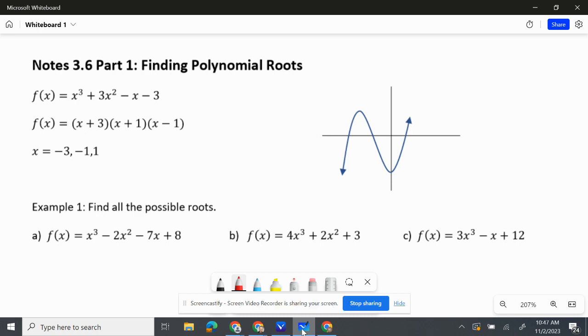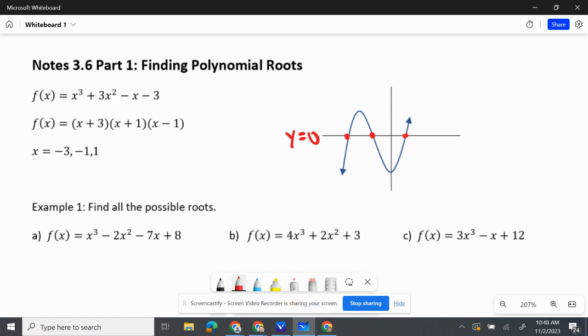What we're going to do is take a couple days to work on finding polynomial roots. The first day, we're just going to be looking for them, and then the next day, we're going to be graphing them. So this is step one. Our process is we're looking to see where our polynomial crosses the x-axis. So whenever it crosses the x-axis, that's when our y value is 0.